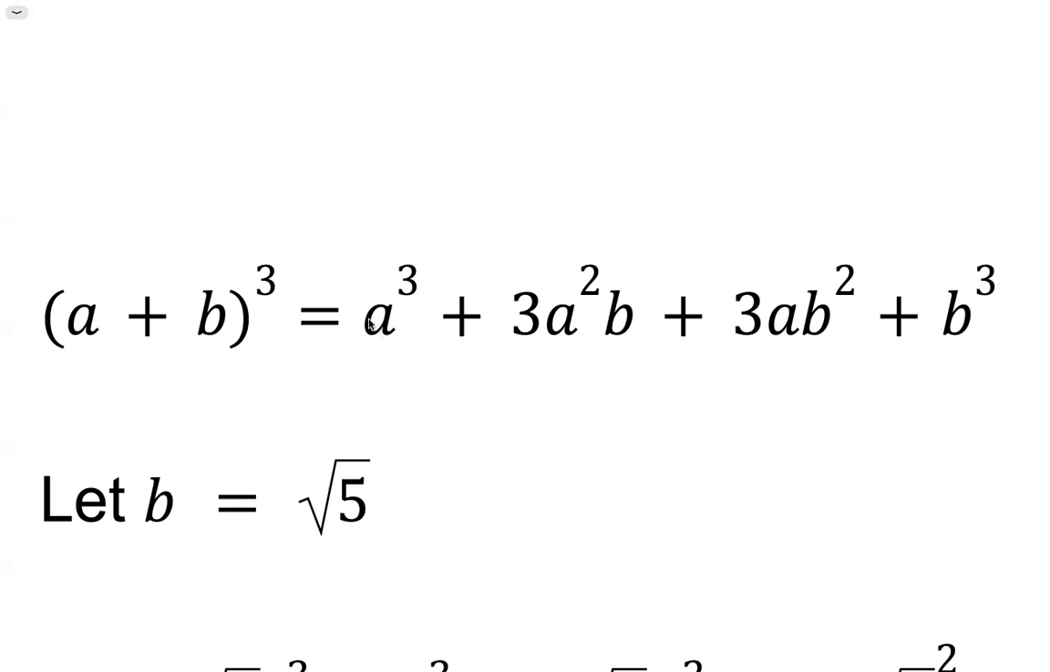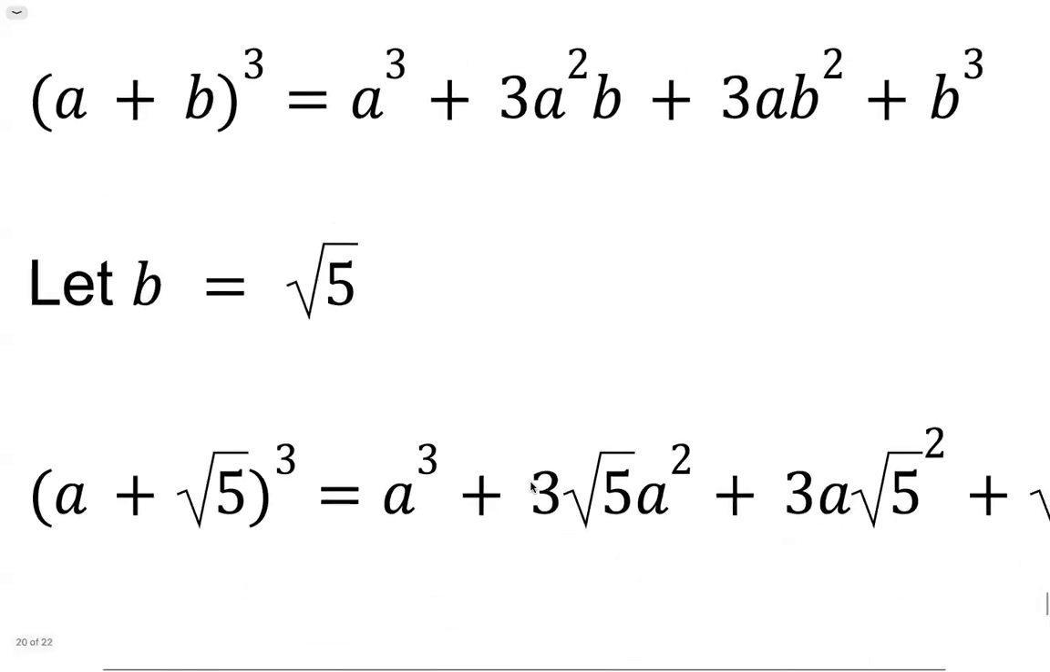And where does the coefficient come from? A cubed has a coefficient of 1, a squared b has a coefficient of 3, ab squared has a coefficient of 3, and b cubed has a coefficient of 1. One way we could build this is with Pascal's triangle. But for now, because we're only raising to the power of 3, let's just remember this: the coefficients are 1, 3, 3, 1.